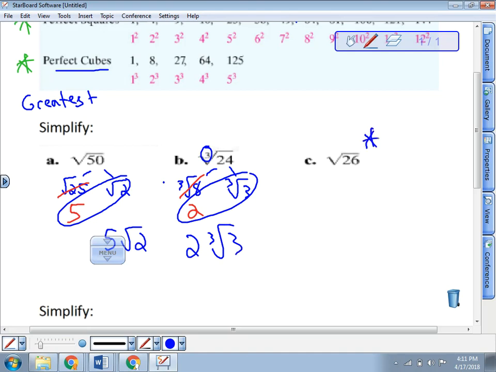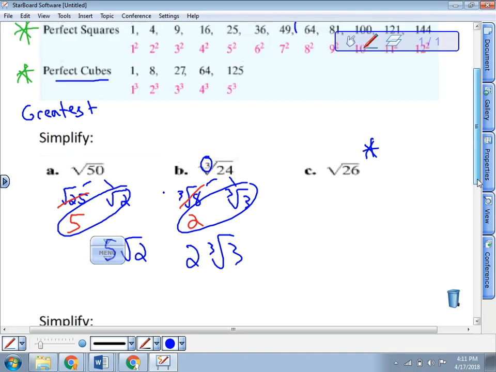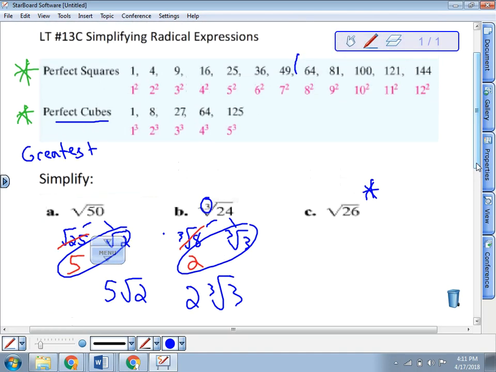Now, square root of 26. It's a perfect square check, so I look at my list. What's less than 26? 16, no, that doesn't work. 9 doesn't work. 4 doesn't work. Only 1 works. So it would be root 1 times square root of 26. Well, square root of 1 is 1, and 1 times root 26 is just root 26. So this doesn't reduce. That would be your final answer. There may be some of those mixed into the assignment.